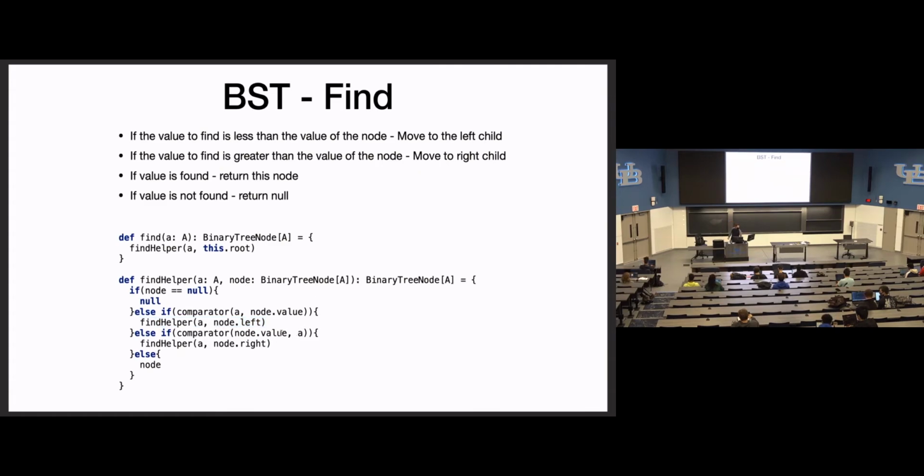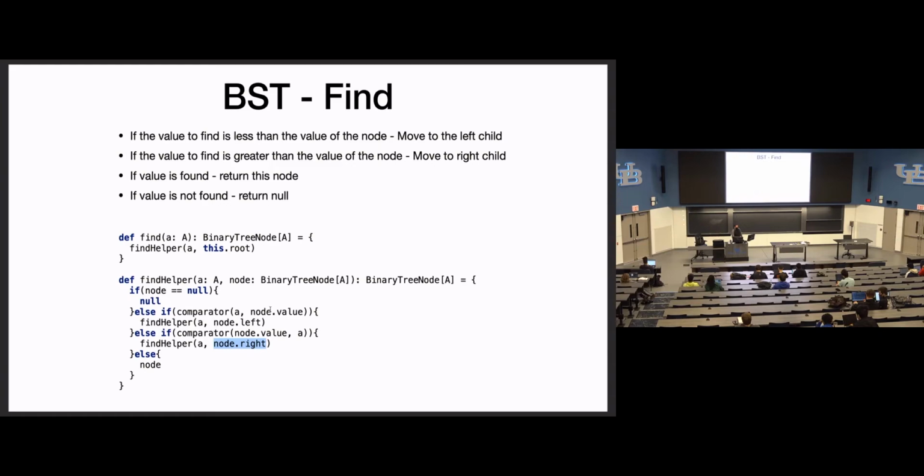If A comes strictly after this node's value, I'm going to do the same thing, but I'm going to go to the right. I know that A cannot be in the left subtree based on the definition of a binary search tree, where everything to the left is less than, everything to the right is greater than. So if A is greater than this node's value, I have to go look into the right. If this node is in the tree, it's going to be to the right of this node that I'm currently considering because the comparator told me so.